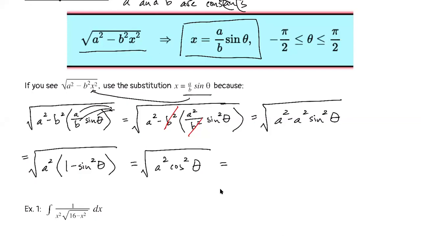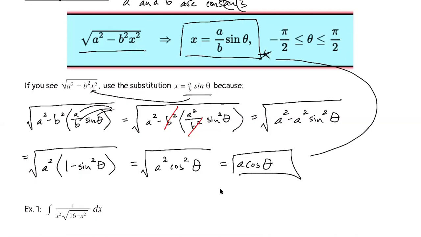So the square root of a squared is a. The square root of cosine squared is cosine theta. Okay? So every time you make this substitution, if it's underneath a square root, what you're going to get is a cosine theta. And that's going to allow us to integrate whatever we're working with, okay?